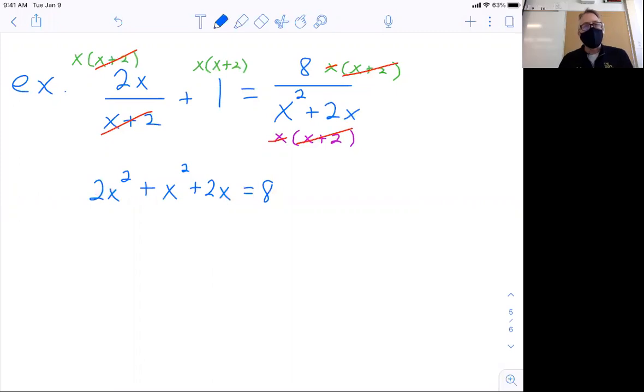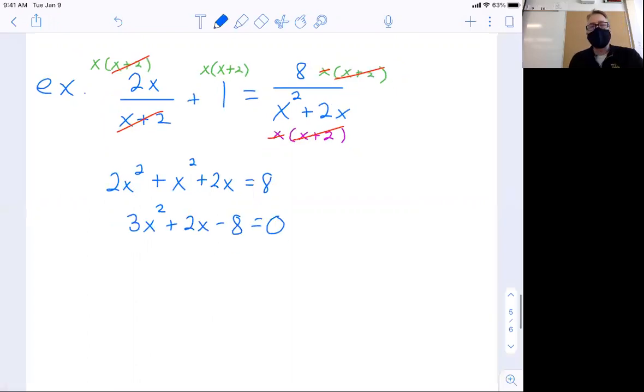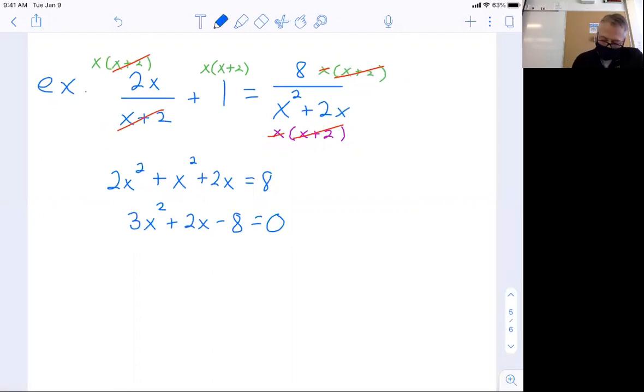All right, now this is quadratic, so it's a little harder, right? Let's get everything on one side. I'll move everything to the left. We got 3x squared plus 2x minus 8 is equal to 0. And now I need to solve that. So, you know, give it the 30-second try and factor it. If not, use the quadratic formula.